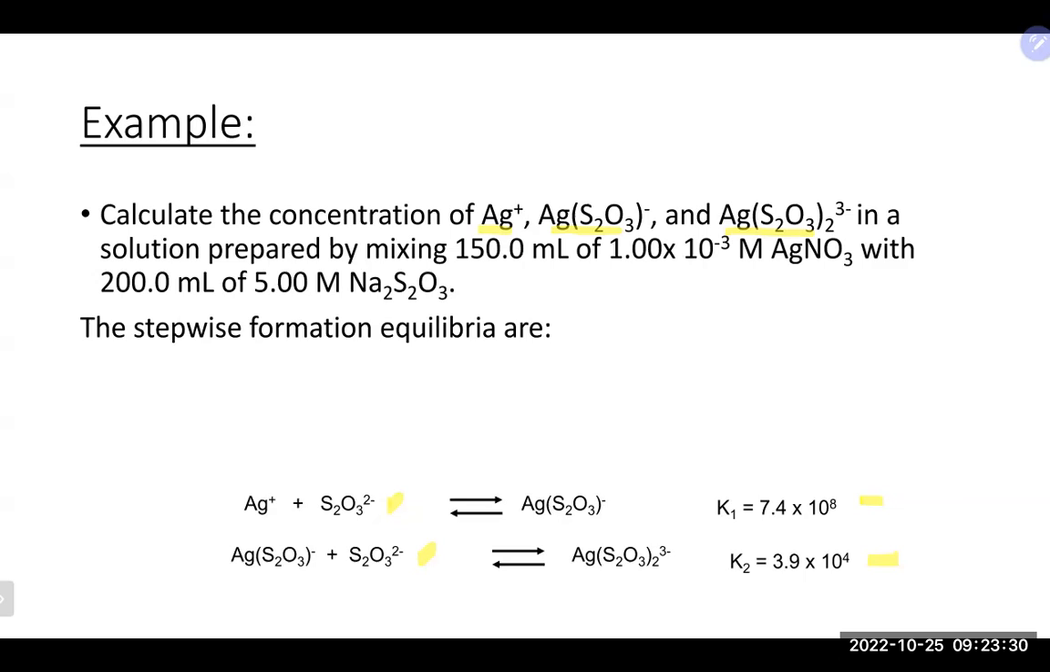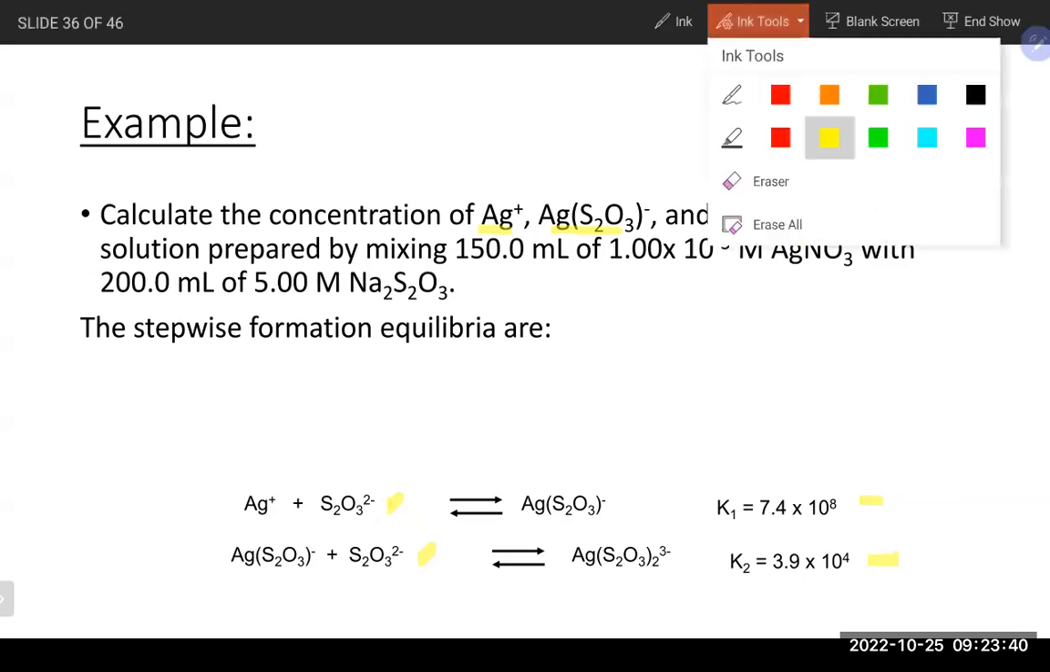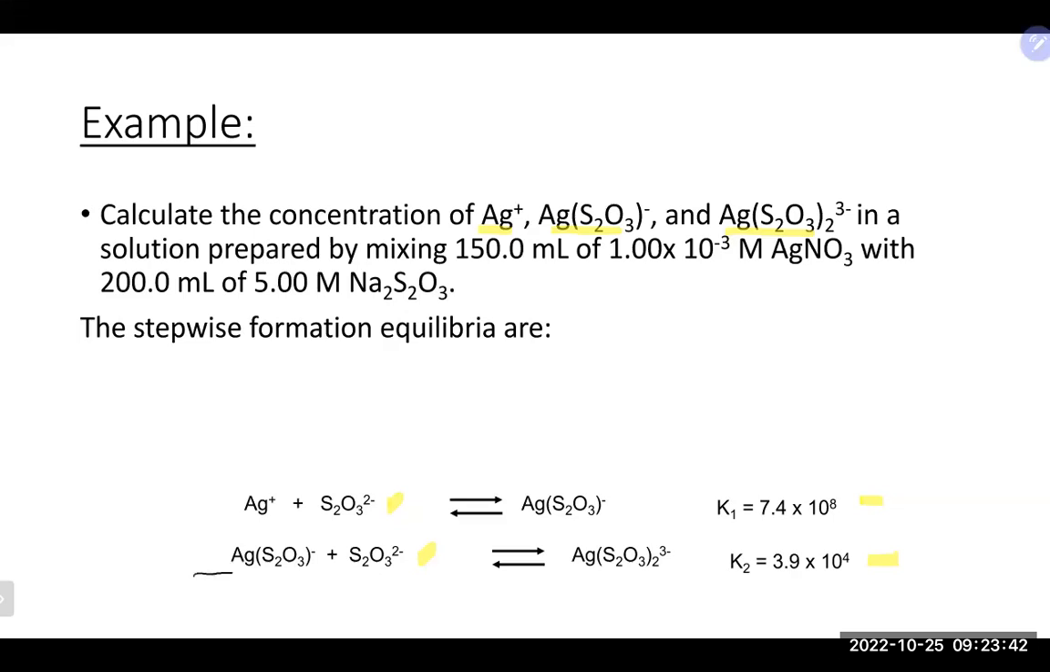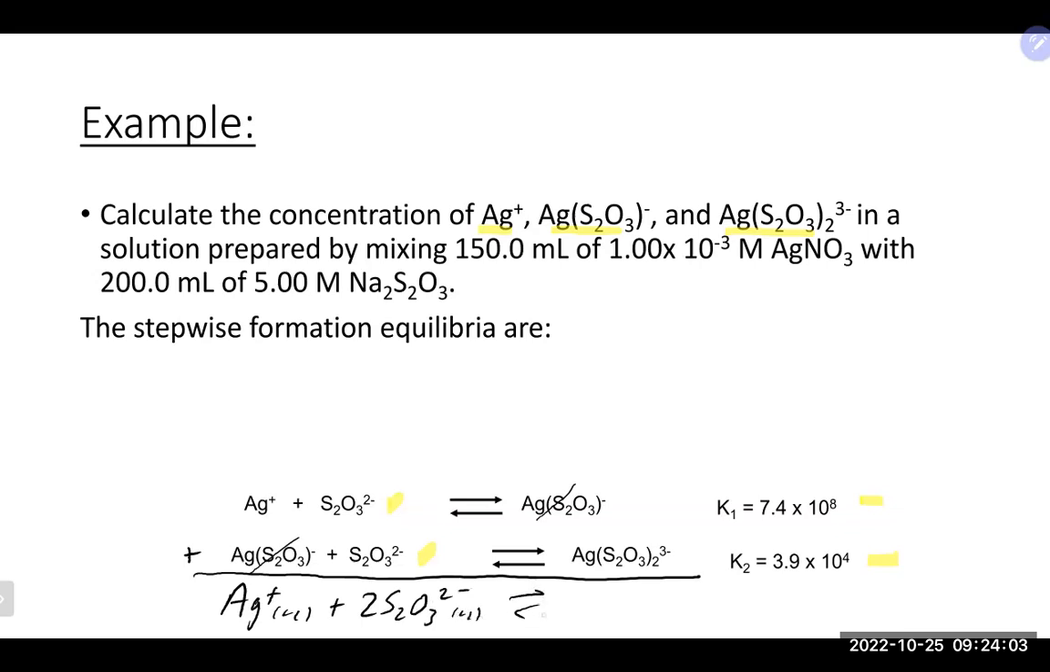So a couple of things we could do here to begin with. We can get the overall reaction of what's going on by adding both of those guys together. In this case, this guy and this guy would cancel, and that would leave us the overall reaction, which is a silver ion plus a couple of our ligands here, making our complex ion, which is this guy.